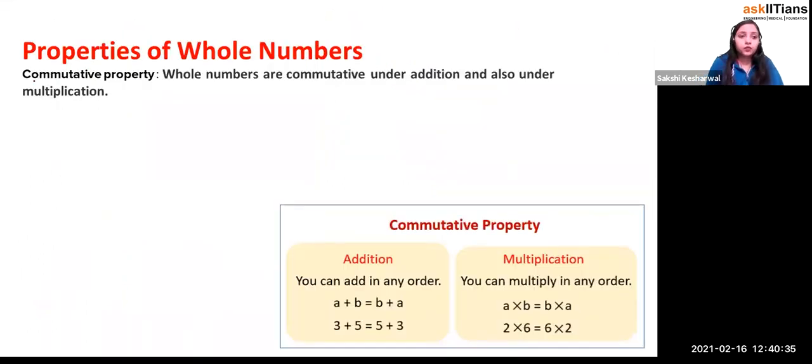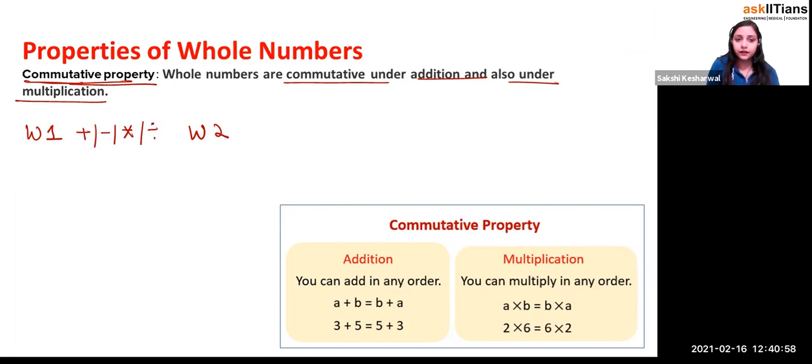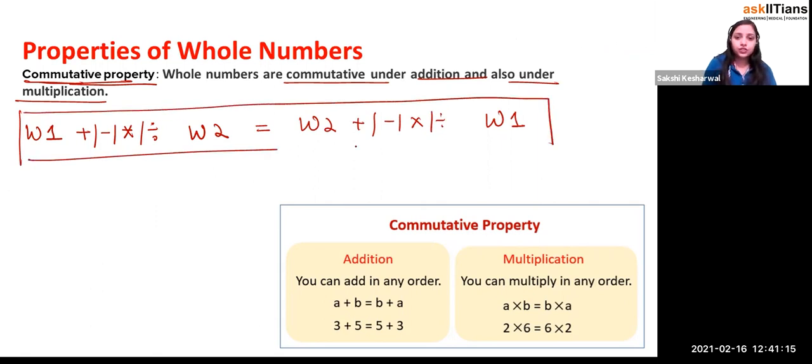Okay, now coming to the next property, the commutative property. What do you mean by commutative property? Just a change of position. Whole numbers are said to be commutative under addition and multiplication. If I write whole number 1 and whole number 2 and apply an operation like plus, minus, multiply or divide, the answer has to be a whole number. Then change the position: if A and B are written on the left-hand side, then B and A are written on the other side and you apply the same operation. This is the important thing here, and this is commutative.